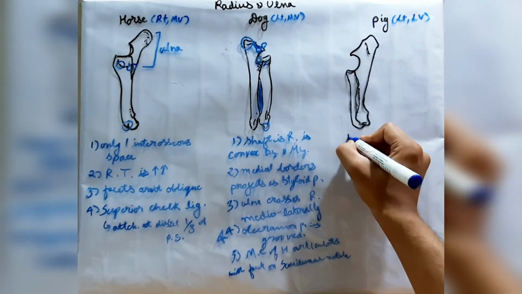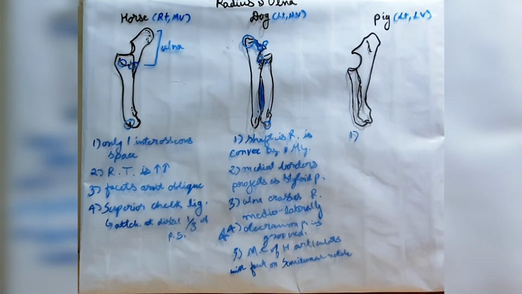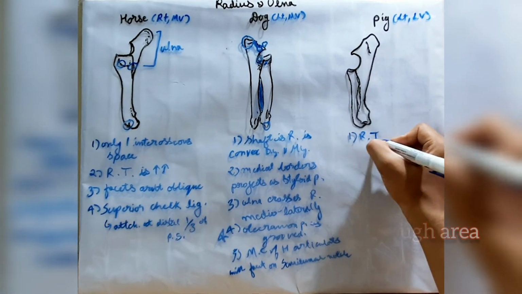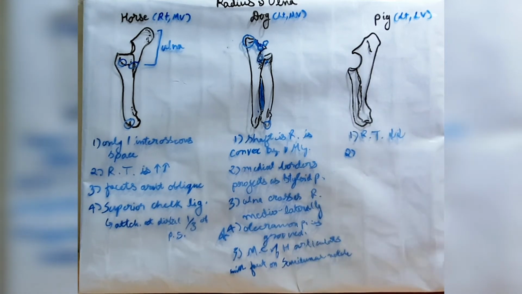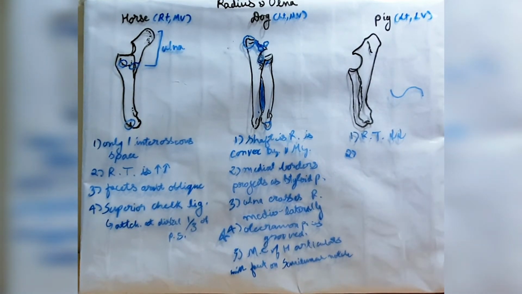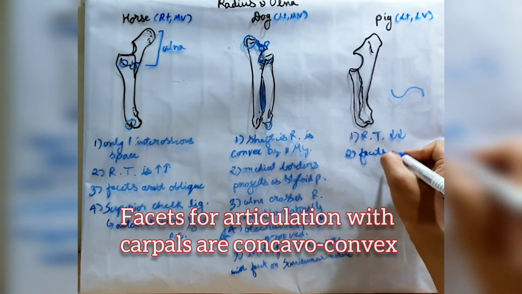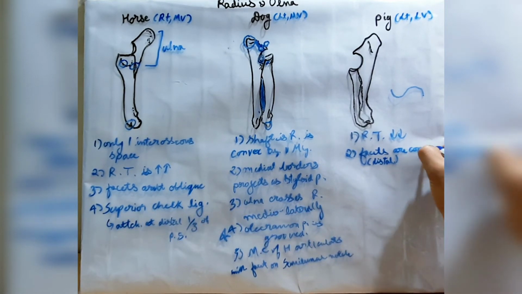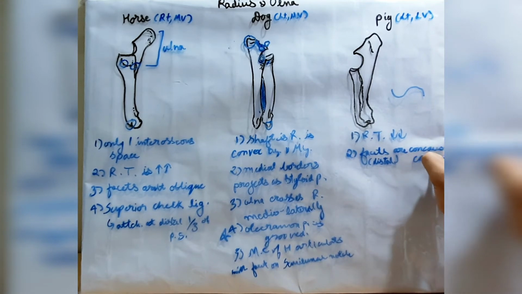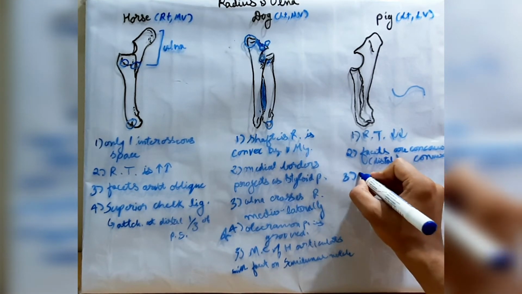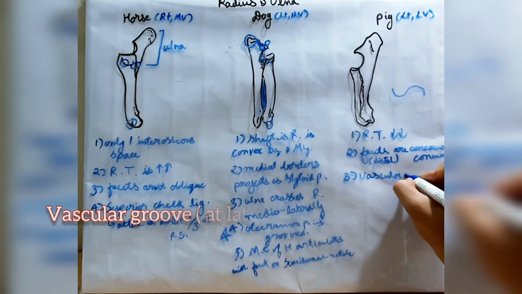Now last is the radius of pig. Okay, so first thing is that the radial tuberosity is represented by a rough area. So the radial tuberosity is not that prominent, it is just represented by a rough area. Second thing, the facets for the carpal are concavo-convex in shape. So the facets are like this. When I say facets, I mean at the distal end, for the articulation with carpal, they are concavo-convex. Third thing is that the vascular groove is very wide.